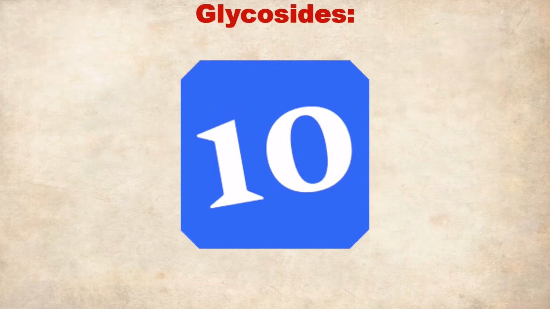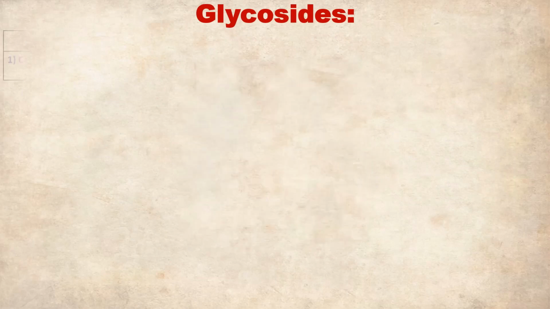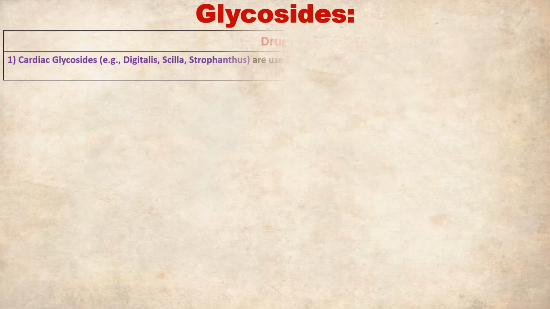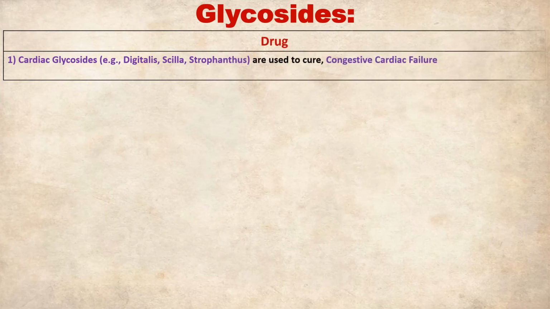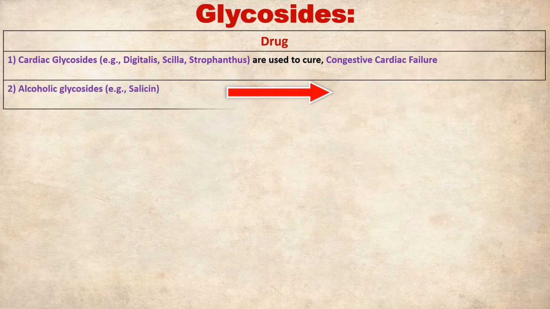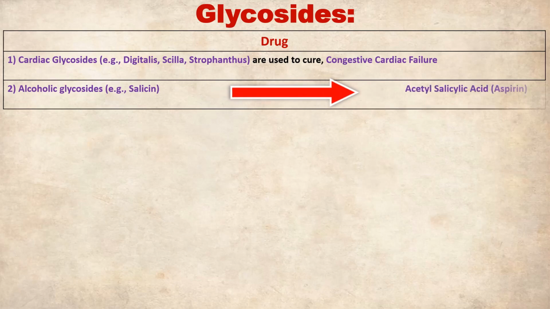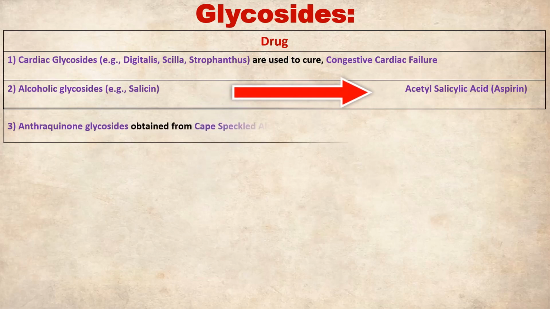Among the glycosides, there are 10 important groups of glycosides. In cardiac glycosides, we consider the example of Digitalis, Scilla, Strophanthus. These are used to cure congestive cardiac failure. Among the alcoholic glycosides, we consider the example of salicin, which is converted into acetyl salicylic acid, which is commonly known as aspirin. The group anthraquinone glycosides is obtained from Cape speckled aloe and is a laxative.